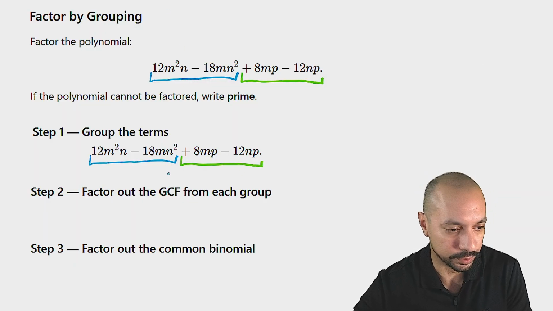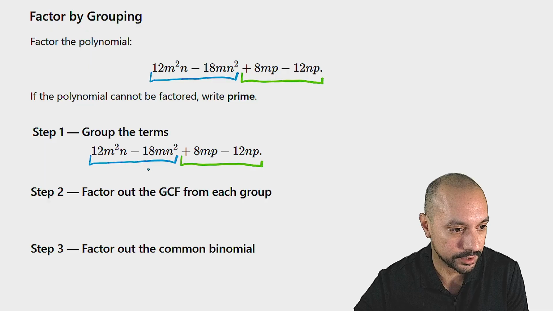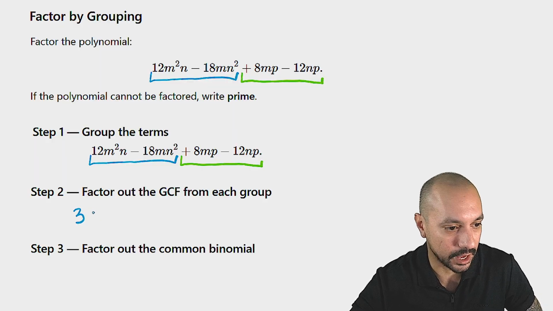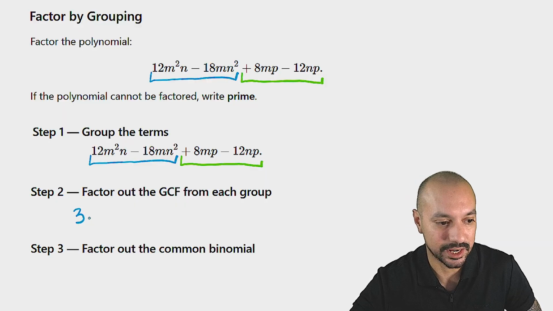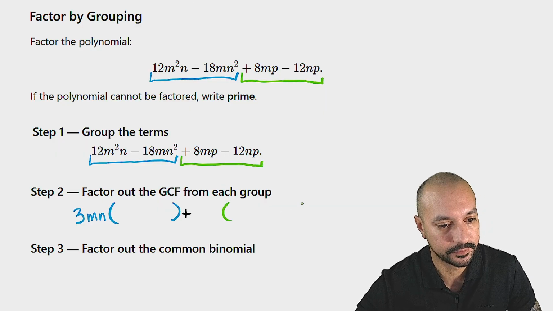So for the blue group, first I'll start off by looking at the coefficients 12 and 18. I recognize that both of those coefficients have a 3 that I could take out. I'm also going to look at the letters. So I notice that I have at most a single m and a single n that I can pull out. So I'm going to go ahead and pull both of those out. And then we'll do something similar for the green.